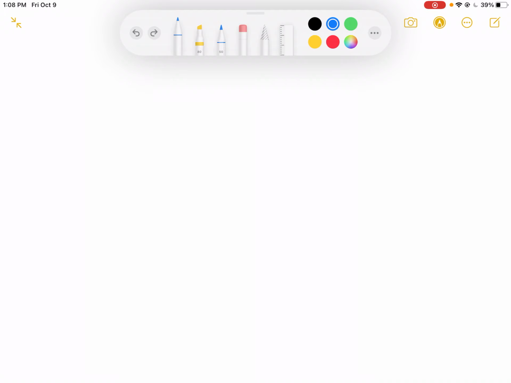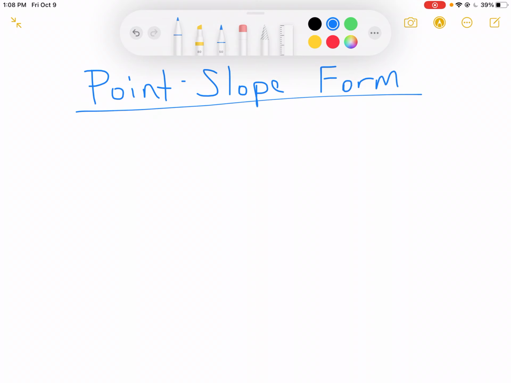Today's lesson is on a new form for lines. So previously we learned slope-intercept form, okay? Today we are learning point-slope form. Point-slope form has a point and a slope in it.